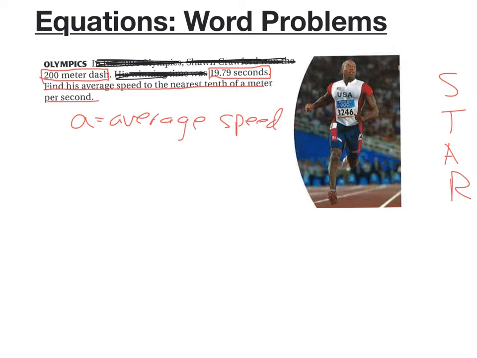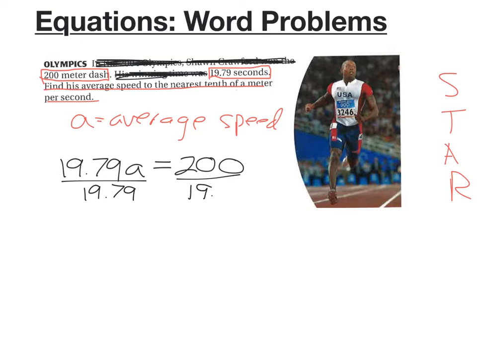I can translate it into a mathematical statement. I know that if I multiply the time that it took him to run by his speed, that will give me the total distance that he traveled. And now I have a one-step equation. I can just divide both sides here by 19.79. And now, over here, this cancels, that equals 1. I'm left with 1a equals.